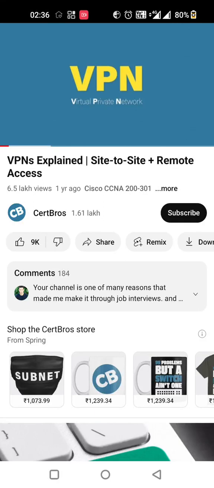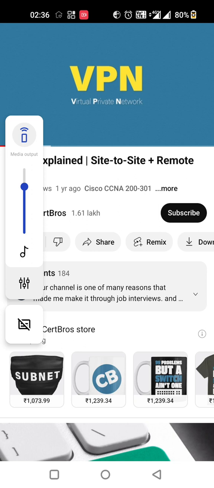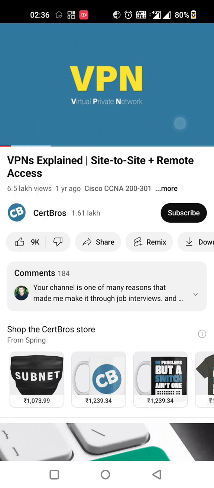network. Its job is to ensure the safe delivery of data across public networks. By doing this, it allows the user to send data as if they were directly connected to that private network. Let me show you what I mean.